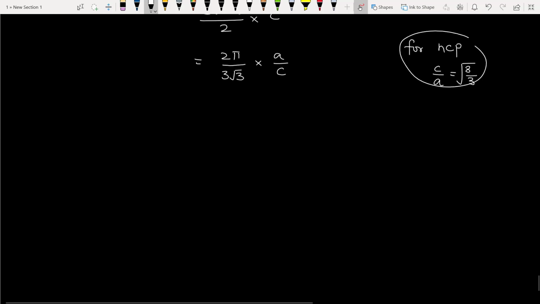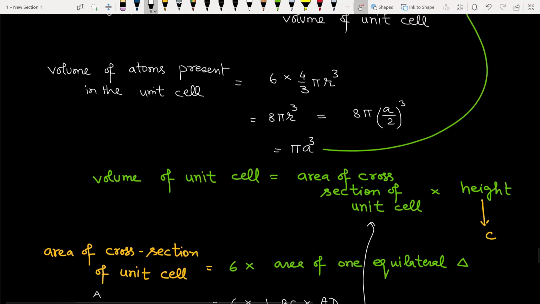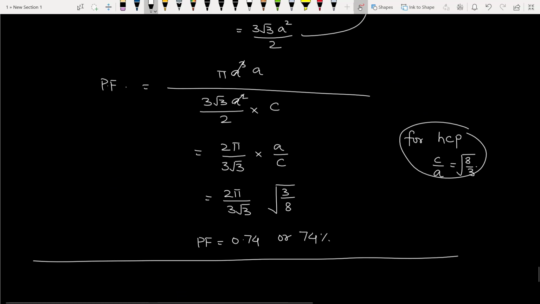Dear students, we will prove it just after 5 minutes. It is A by C, this is C by A, so we write here root 3 by 8. So when you solve it, packing fraction comes out to be 0.74 or it is 74%. So this completes our hexagonal closed pack structures concept. This is very important one. Now what are we left with? We are left to prove now that for an HCP arrangement the value of C by A is root 8 by 3.